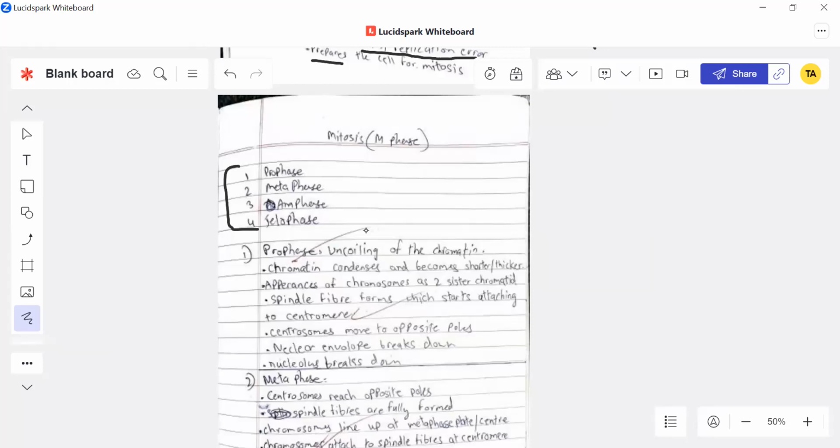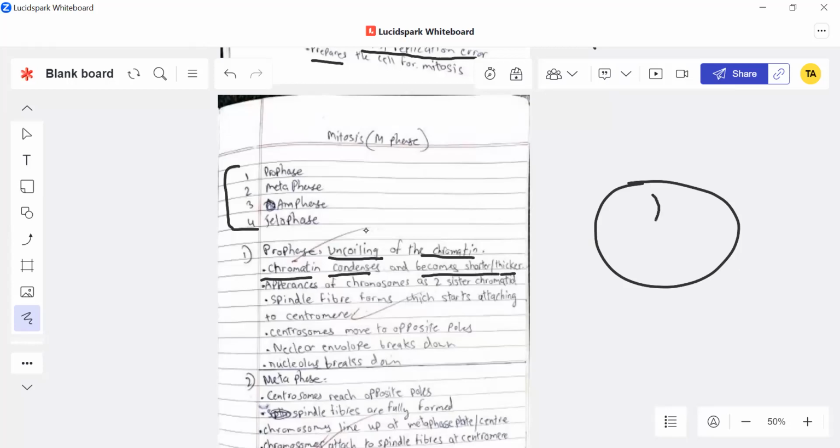Prophase is when the chromatin or the chromatid would uncoil. Uncoiling of chromatid would condense and become shorter and thicker. So in a cell, you'll have a lot of chromatin, and all of this chromatin will start to uncoil and become thick and condense. It will also get shorter. What you'll see under a microscope when you're undergoing prophase are these large chromatin that are uncoiled. Spindle fiber forms, which starts attaching to the centromeres.